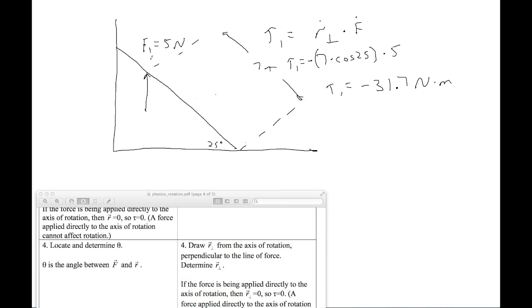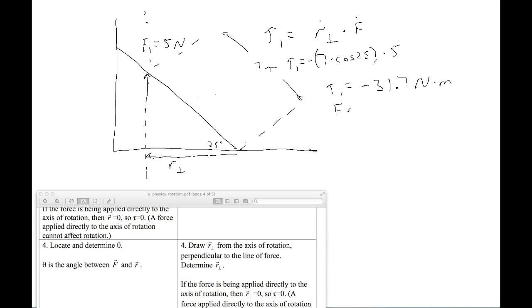Clockwise. All right, so now we're going back to a vertical force. Here the line of the force would look like this. So R perpendicular would be this from the pivot point to the line of the force, and it's adjacent to the 25. So we're back to using the cosine. That seems like that's right. So yes, torque 1 here would be negative 31.7 Newton meters.